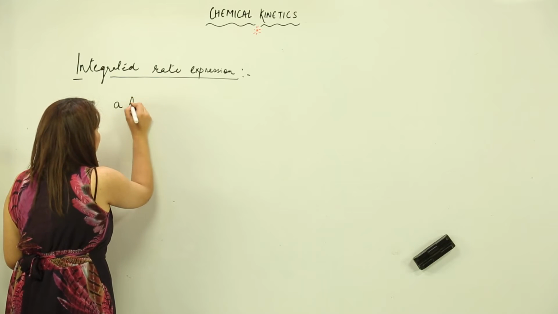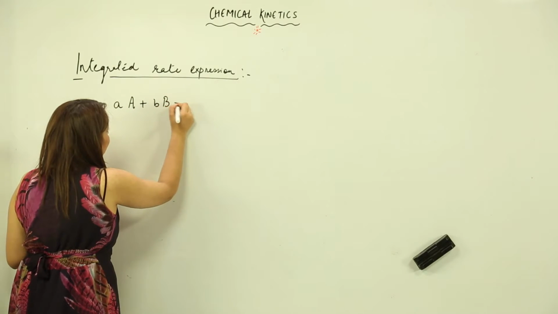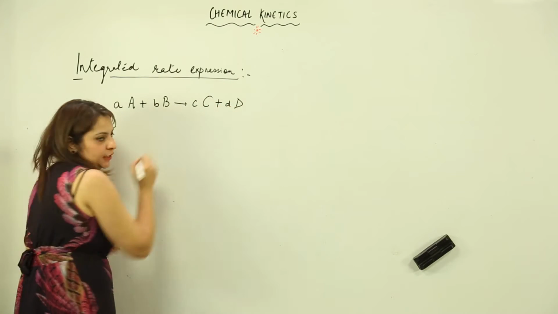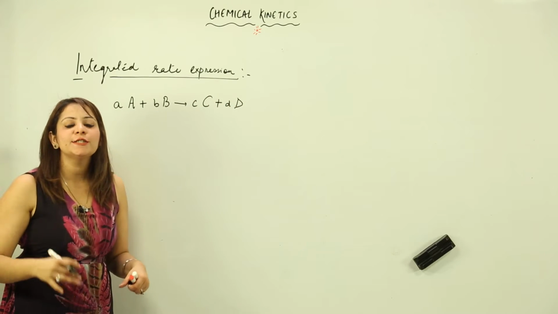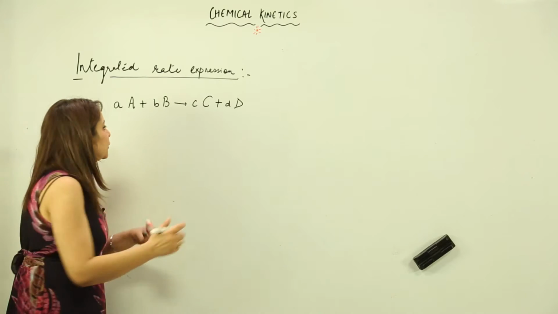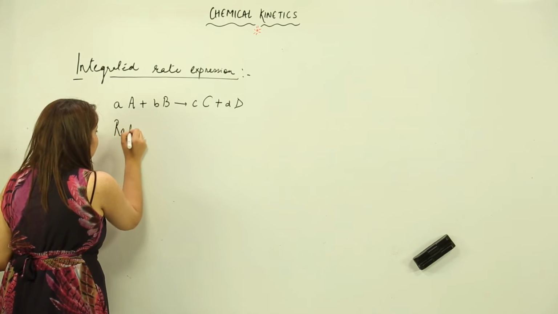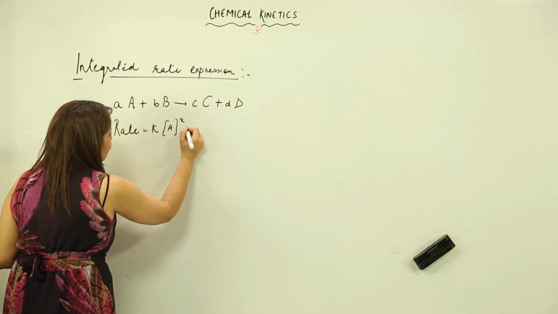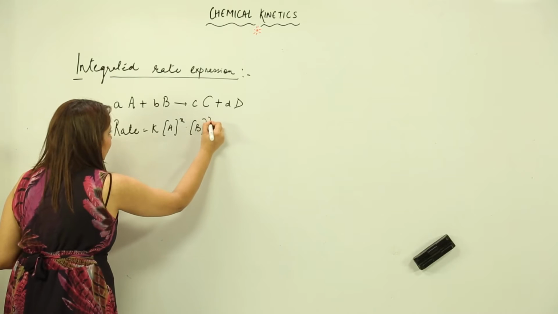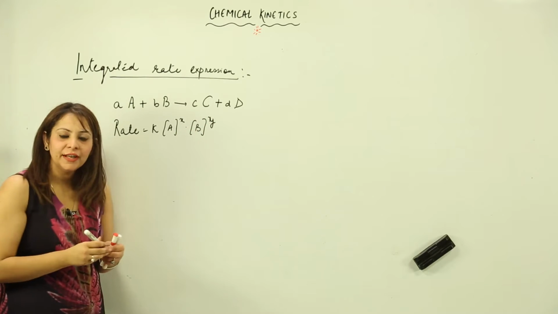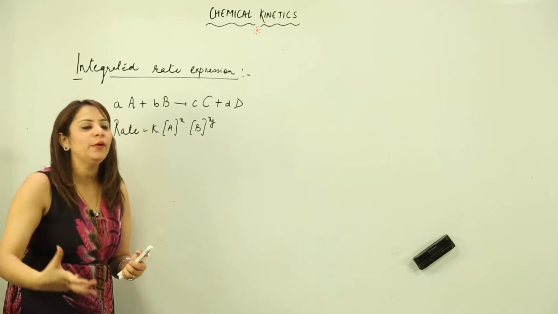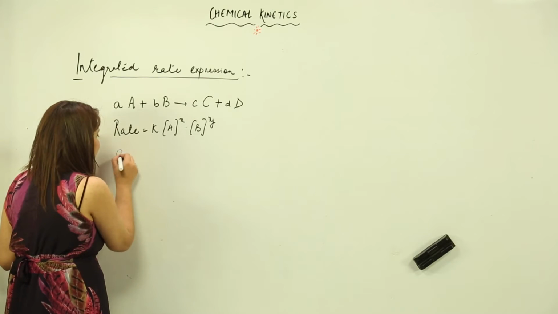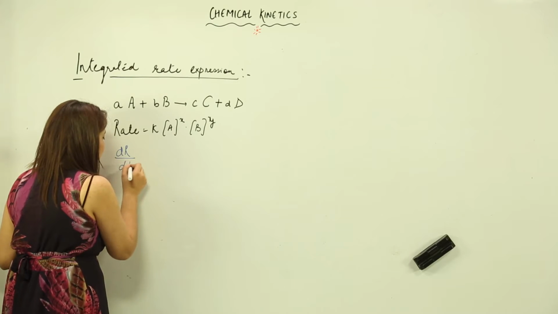This is a moles of A reacting with b moles of B, giving rise to c moles of C and d moles of D, right? If I need to write the differential rate law equation for it, obviously rate is equal to constant times concentration of A raised to power x and concentration of B raised to power y. If I need to write it in a general way, what does the rate indicate? Obviously the decrease in the concentration of reactant with respect to time.